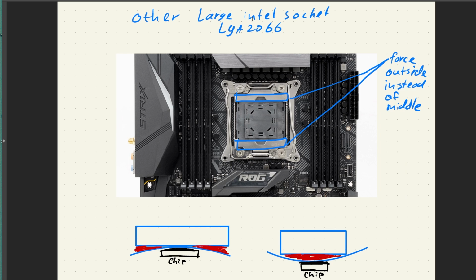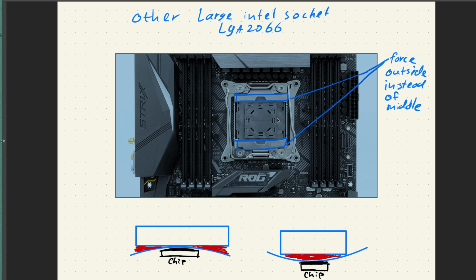If I look at the other Intel socket, the larger LGA2066, then what I can already directly see is that instead of having a clamp in the middle here, there are two clamps on the outside where also most of the pins are. So this is a different design, and it's also something that will have less effect on the CPU, because first, it clamps the CPU where most of the pins are, because in the center here you have the SMD components. And the second thing is that you're not going to have as much moment because you're supporting it at two positions instead of one. So it's a substantial difference between that and the LGA1700.